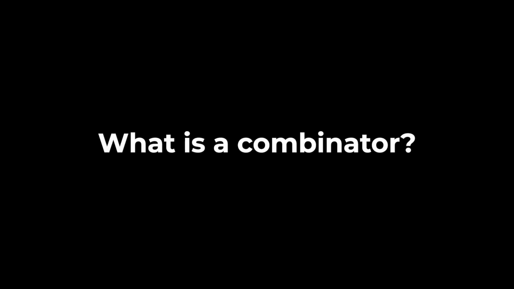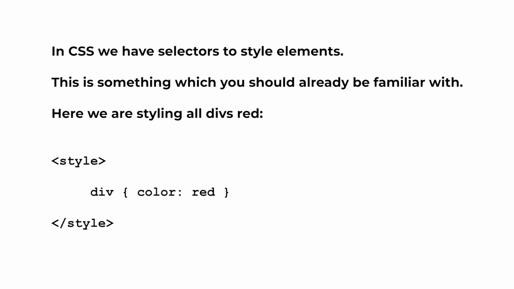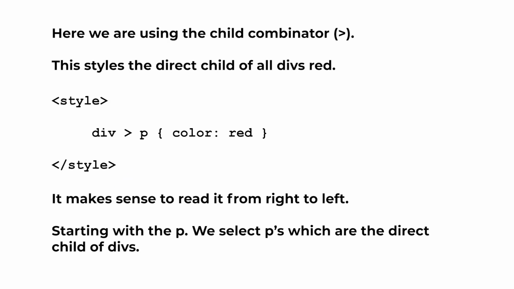So what is a combinator? In CSS, we have selectors to style elements, and this is something you should already be familiar with. In this simple example, we're styling all divs red, so the div is the actual selector. Let's have a look at an example of a combinator and its correct syntax.